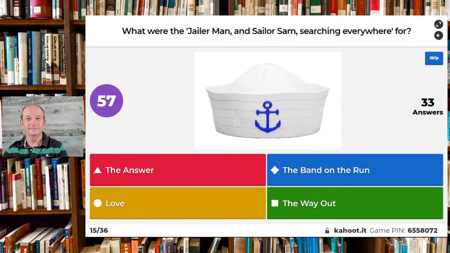What do we reckon? It's one of the ones you know or you don't, I guess. In our tryout version of the quiz, everyone got it right. Jailer Man and Sailor Sam. They're searching everywhere for what? Stephen, music from my time as well.